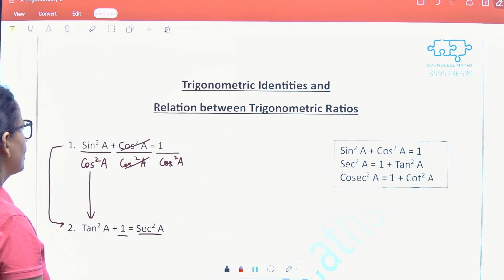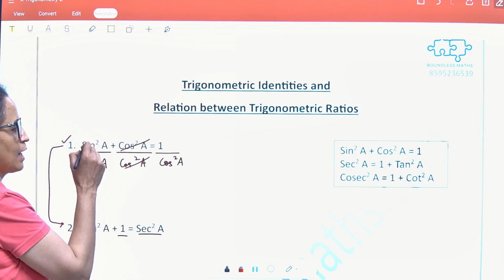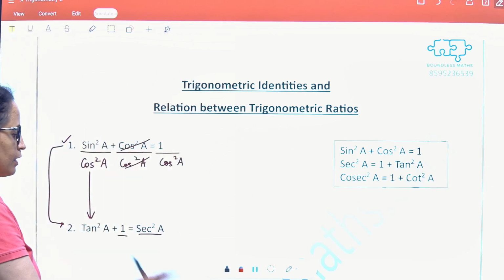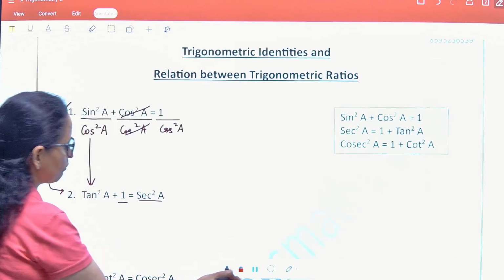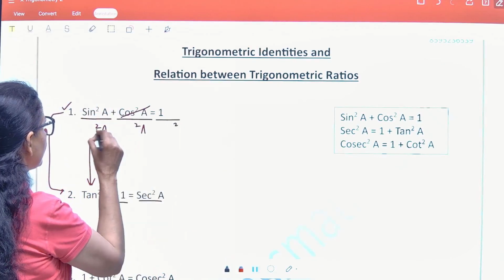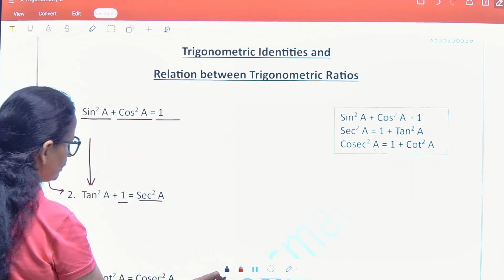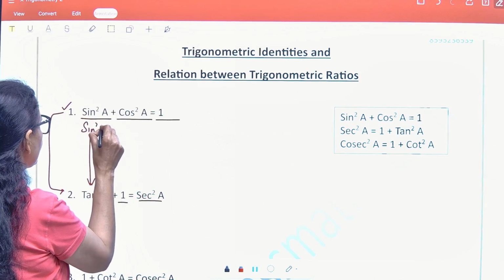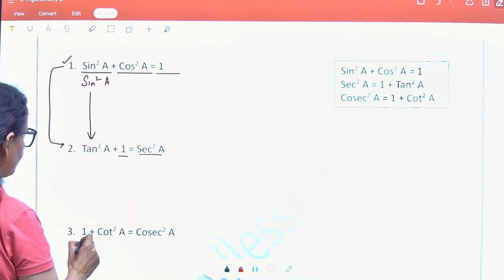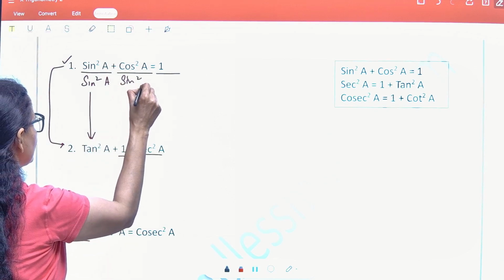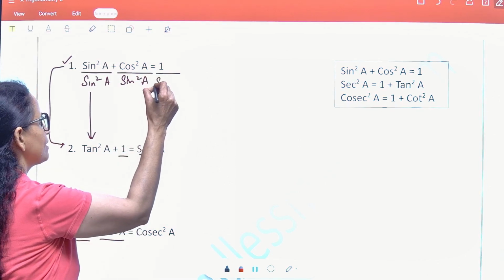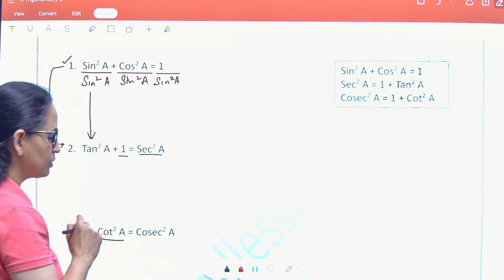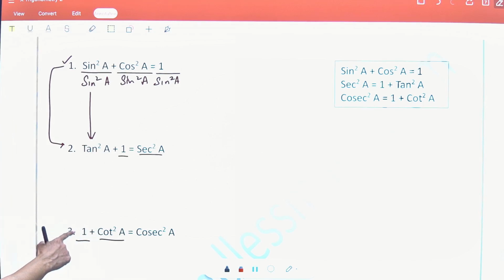Easy? So let's revise. The first identity was sin square A plus cos square A equals 1, and the second one tan square A plus 1 gives you sec square A, right? Now in place of dividing by cos square A, if we divide all these terms by sin square A, let's see what happens. Sin square A by sin square A makes it 1. Cos square A by sin square A, cos by sin is cot, so it becomes cot square A, and 1 by sin square A is cosec square A. That means the third identity is 1 plus cot square A equals cosec square A.